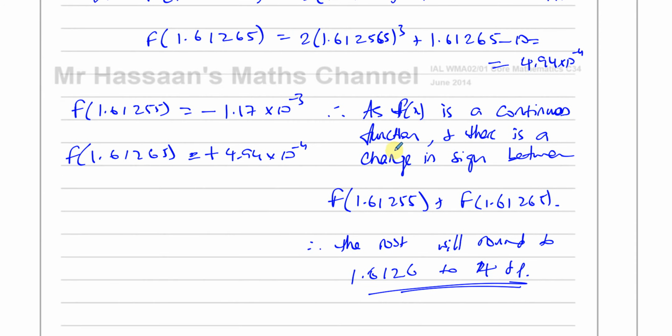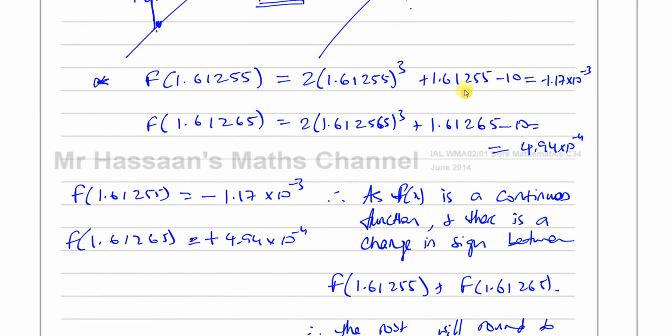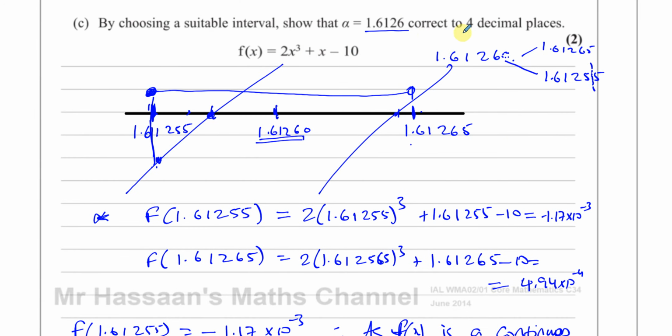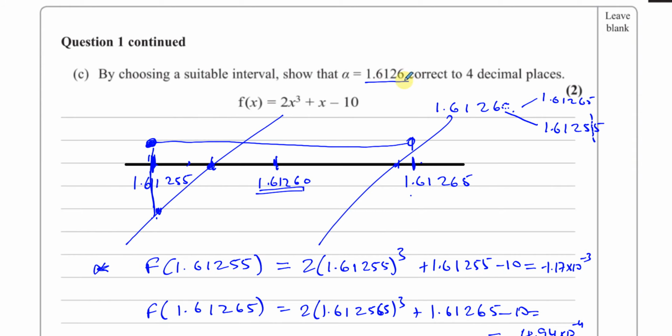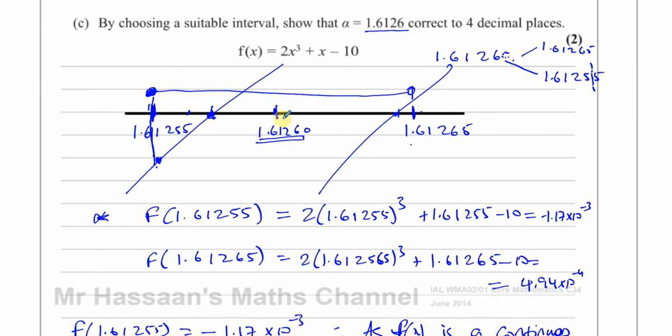So I hope that's clear for those students who were asking this question just yesterday. They were asking me, how can you justify that this is the root correct to 4 decimal places? I hope you understood the reasoning behind it. When there's a root between two places, the function cuts the x-axis between those two places, and if the value where it cuts the x-axis has to be this to 4 decimal places, then it has to cut the x-axis somewhere between the lower bound and the upper bound of this value, when it's rounded to 4 decimal places.